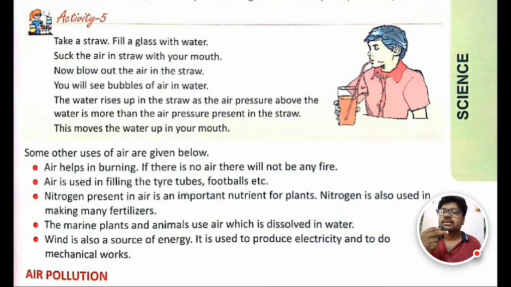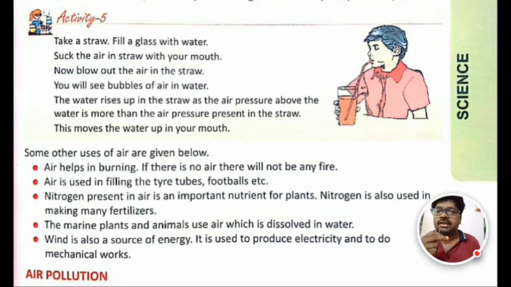Now you will see bubbles of air in water when you blow out the air. When you blow out the air through your mouth, through the straw into the water or juice or some liquid in the glass, you will see bubbles of air in water. Yes or no? You will see some bubbles produced.